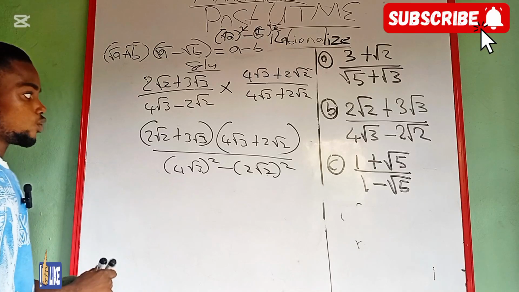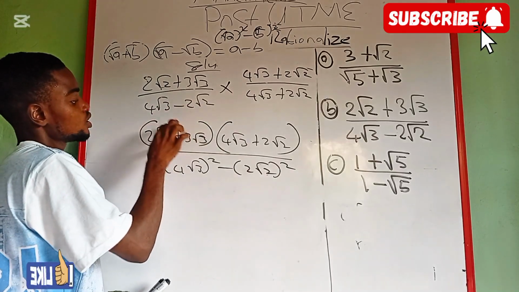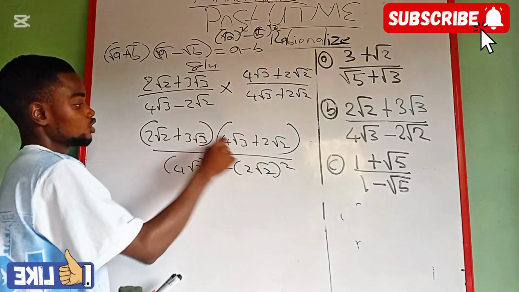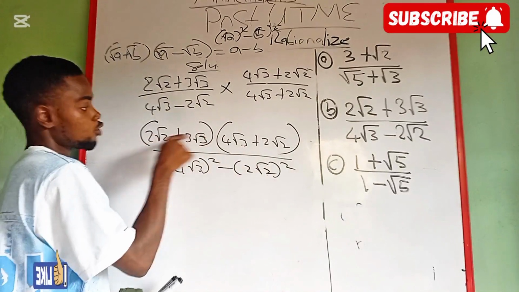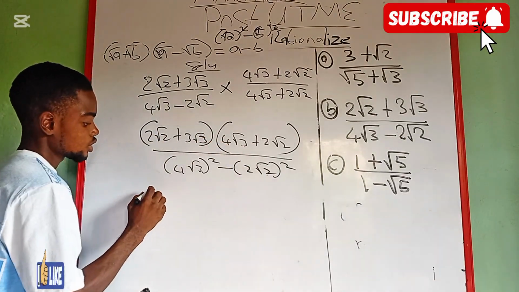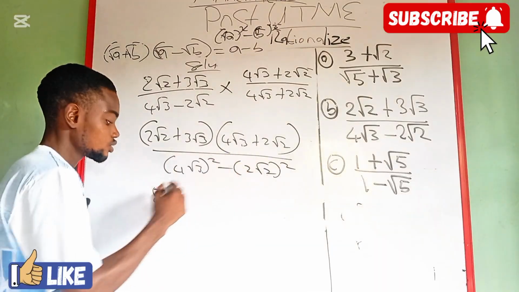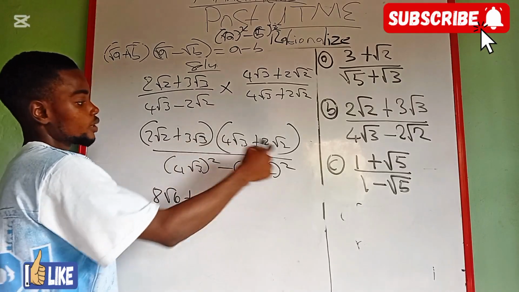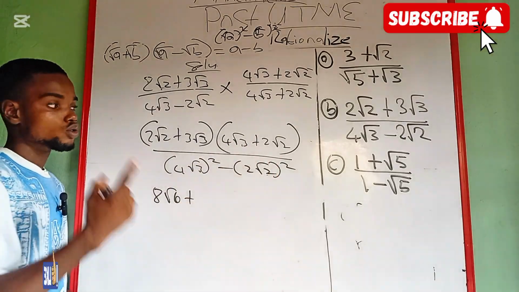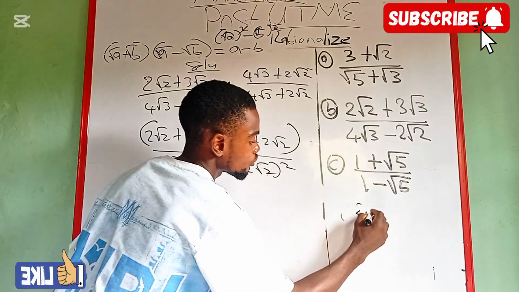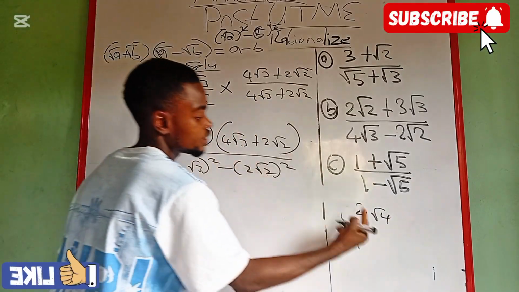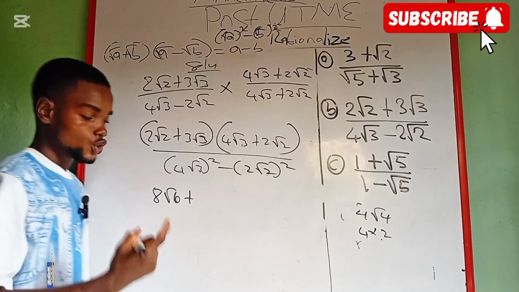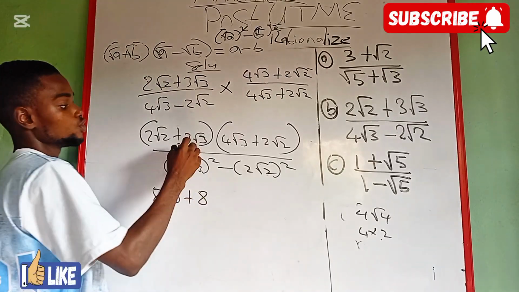root 2. Now what we're going to do is 2 root 2 is going to multiply by 4 root 3. We're going to use number to number and root to root. So 2 multiplied by 4 is going to give us 8. Root 2 multiplied by root 3 is going to give us root 6 plus 2 root 2 multiplied by 2 root 2. 2 root 2 multiplied by 2 root 2 is going to give us 4 root 4. Now root 4 is 2 multiplied by 4 is going to give us 8.